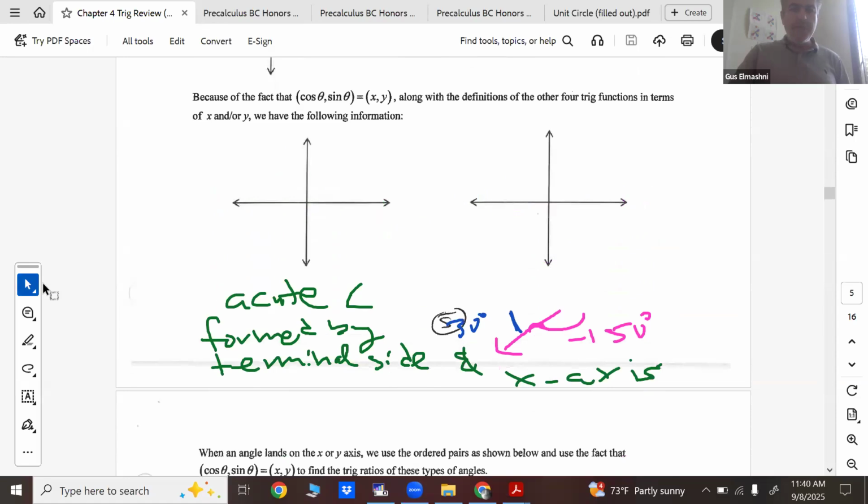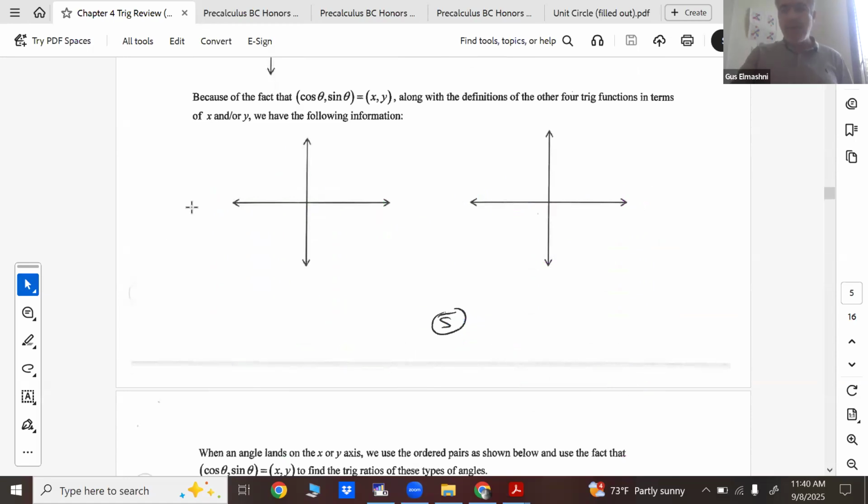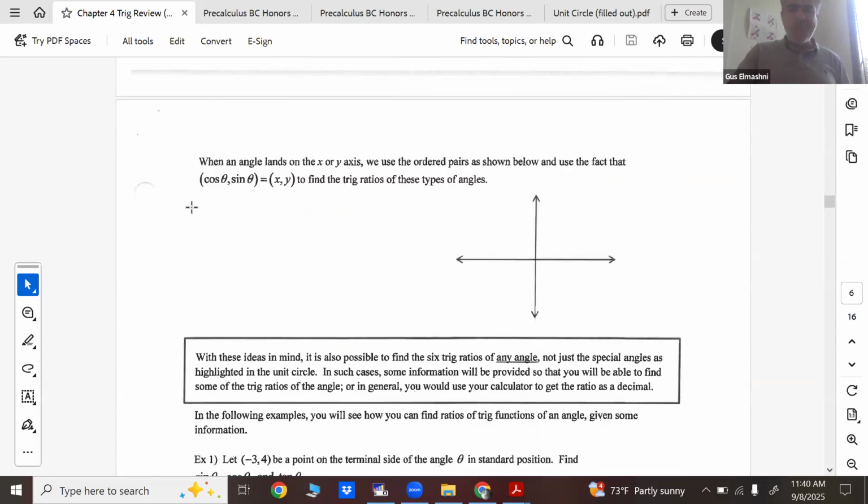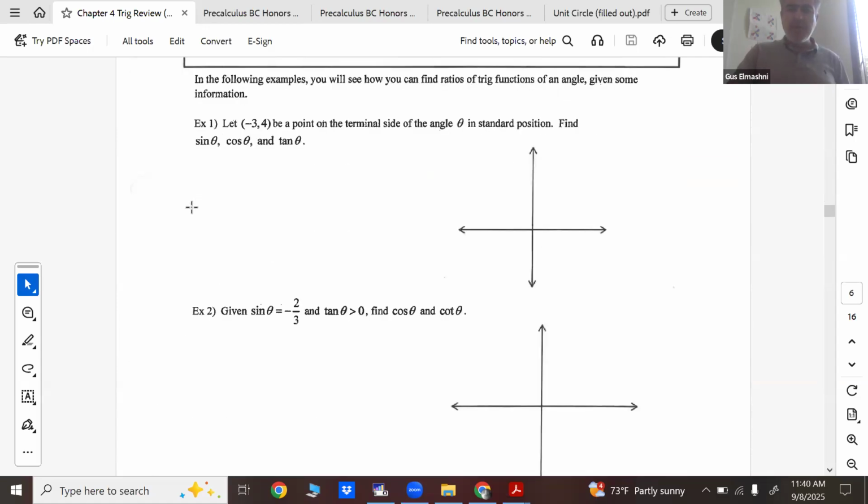Also, you guys should be familiar that cosine is like x, sine is like y. We already talked about that. I'll just move on. I'm just going to jump around. Let's go to page 6.